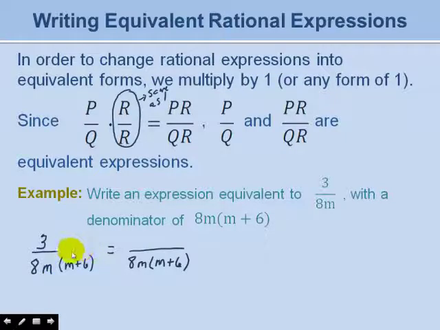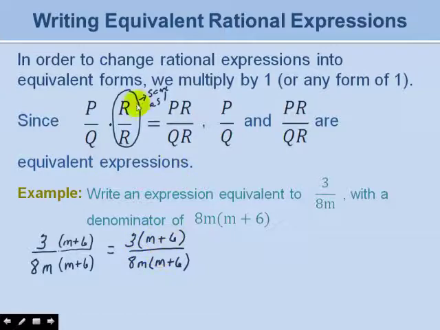But now in order for this to be an equivalent expression, we have to be multiplying by the same thing on the top as we are on the bottom. So that means we're really multiplying by m plus 6 over m plus 6. So the idea here is to identify what's missing, or what additional factors have been put into the denominator that you want, and then multiply both the numerator and denominator by those factors to get your equivalent expression. And so notice when we actually multiply this, in our new numerator, we'll have 3 times the quantity m plus 6.